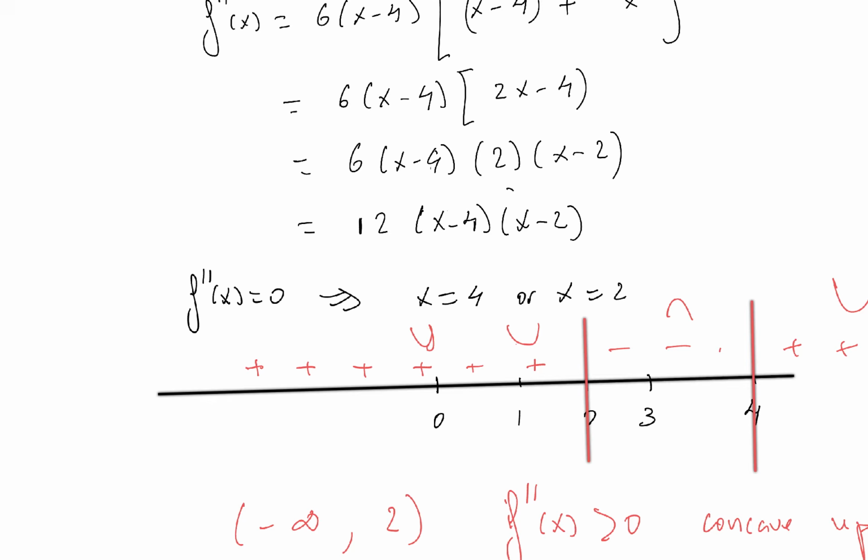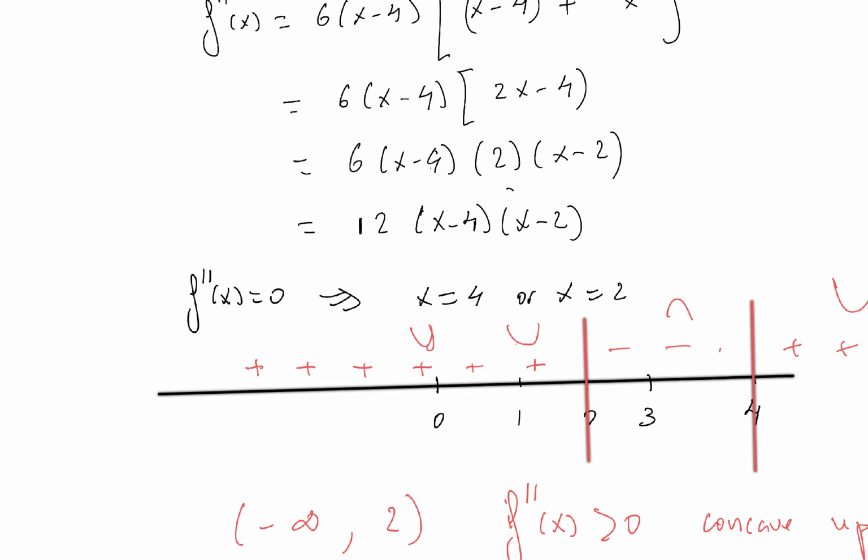The points are x equals 4 and x equals 2, and we now have three intervals to analyze the concavity. If you go to the left of 2, let's say you plug in 0, you will see that the second derivative is positive. That means the curve is concave upward. Inside the interval between 2 and 4, the second derivative is negative, meaning the concavity is downward. And for numbers greater than 4, the concavity is upward.